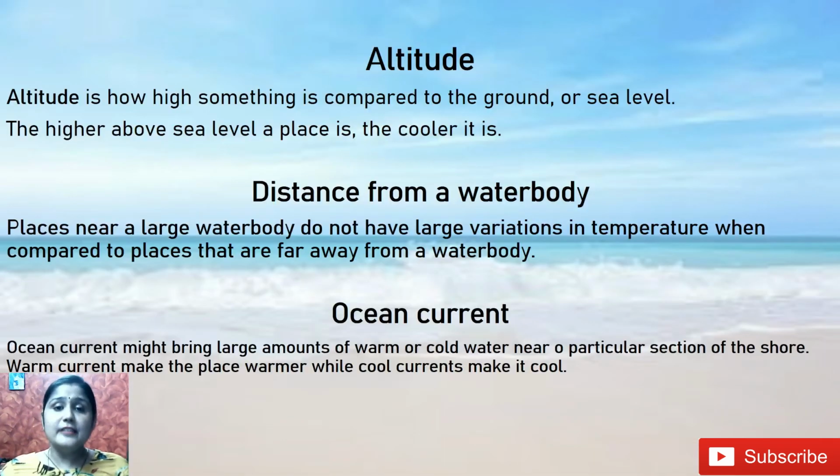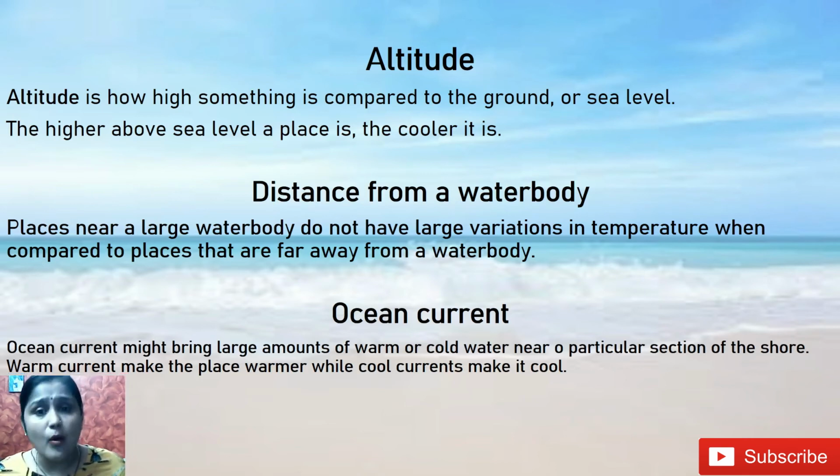Next is altitude. What is altitude? Altitude is how high something is compared to the ground or sea level. The higher above sea level a place is, the cooler it is. If we go upward from sea level, the atmosphere gets cold or becomes cooler. So, if we go to a high altitude, the atmosphere becomes cooler.